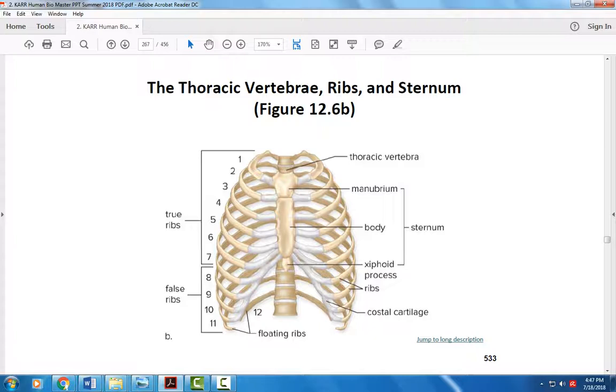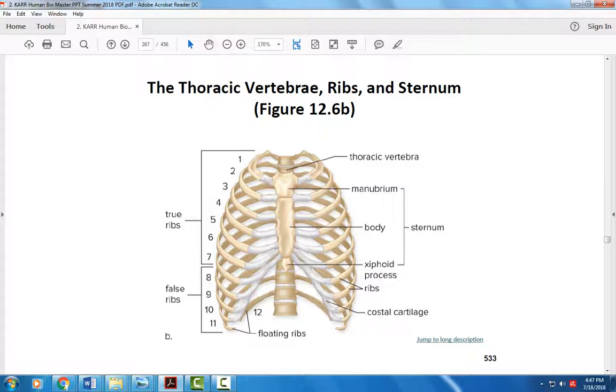So again, the true ribs have a direct connection directly to the sternum, and they're not riding in on another set of cartilage. So like rib number 7 we can see has a direct connection, and then after that these ribs kind of have to ride in on the cartilage of rib number 7. So that's why we call them false ribs.